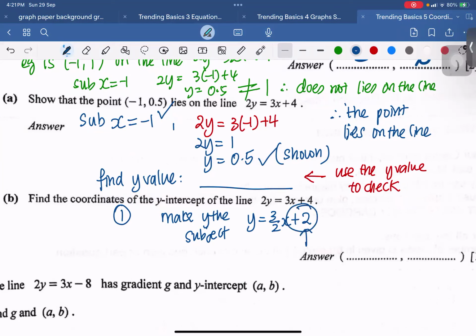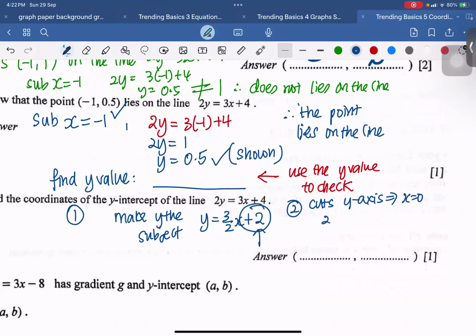Alternatively, method 2: when it cuts the y-axis, that means x = 0. Sub x = 0 into y = 3 times 0 plus 4, y = 2. So obviously we know the value of y is 2, but what is the x? The x is 0. So you still need to know the concept. When you find the y-intercept, it cuts the y-axis, x is the number 0.